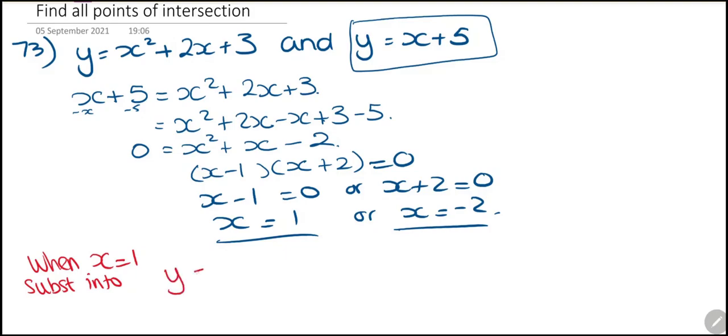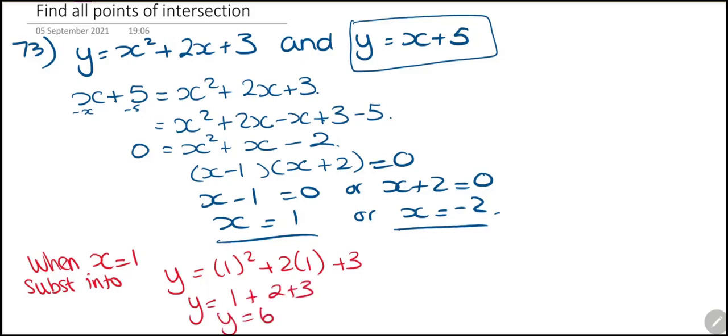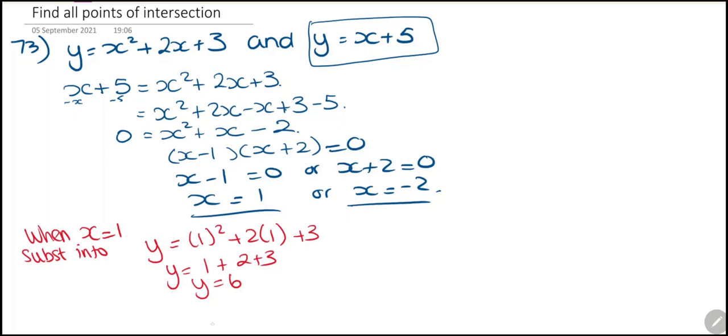So y is equal to 1 squared plus 2 multiplied by 1 plus 3. So y will be 1 plus 2 plus 3. Y will be 6. So our first point of intersection is going to be at the coordinates of 1, 6. And then our second, when x is minus 2, so we'll substitute that in.